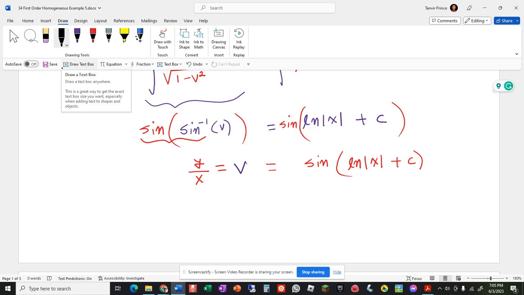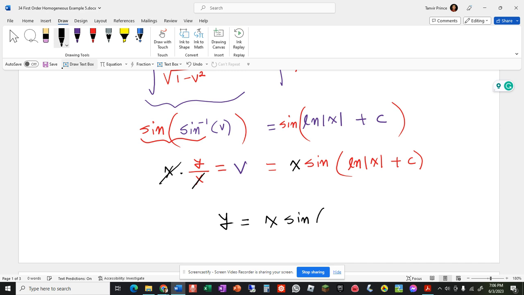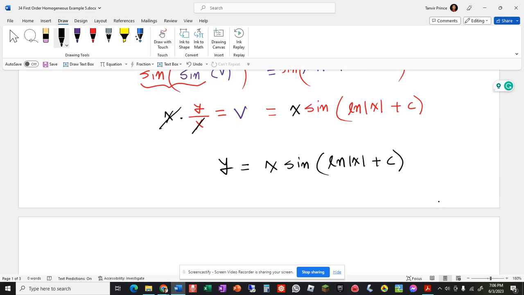Finally, I can actually make it explicit in this case. So if you multiply both sides by x, I get an explicit solution. y equal to x sine of ln of absolute value of x plus c. But because x is bigger than 0, if I want, I can drop the absolute value. So that will be y equal to x sine of ln x plus c, since x is bigger than 0 here.